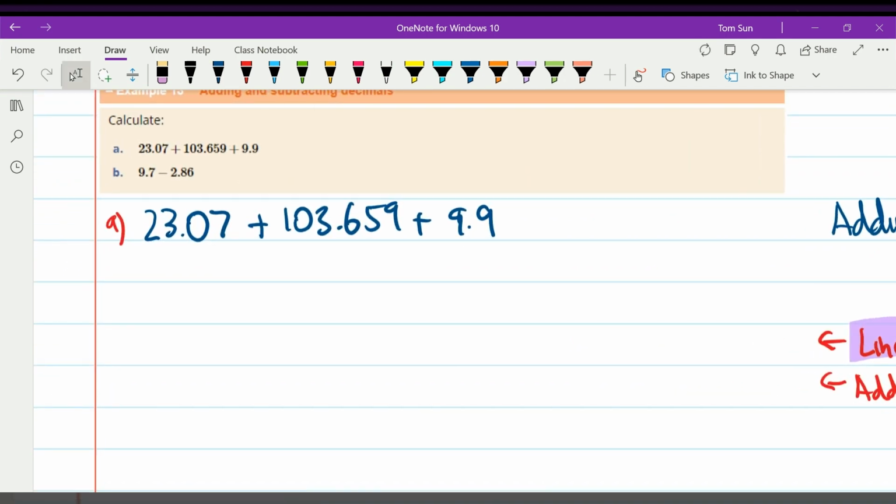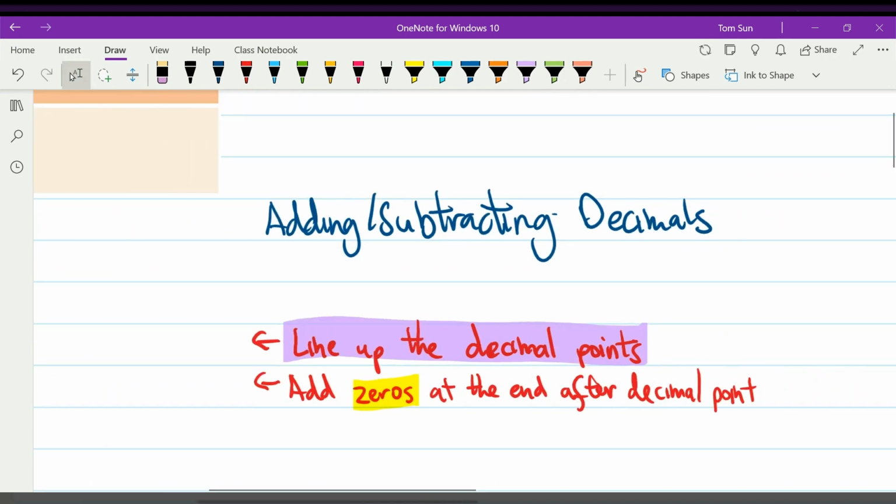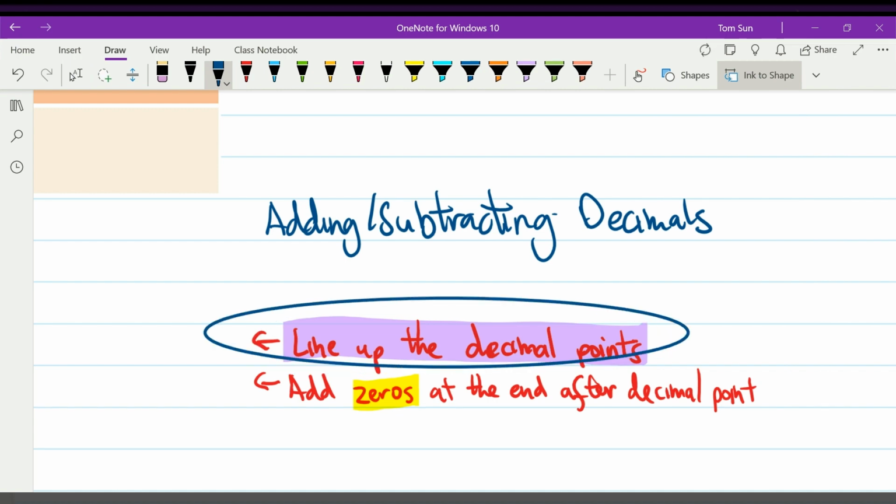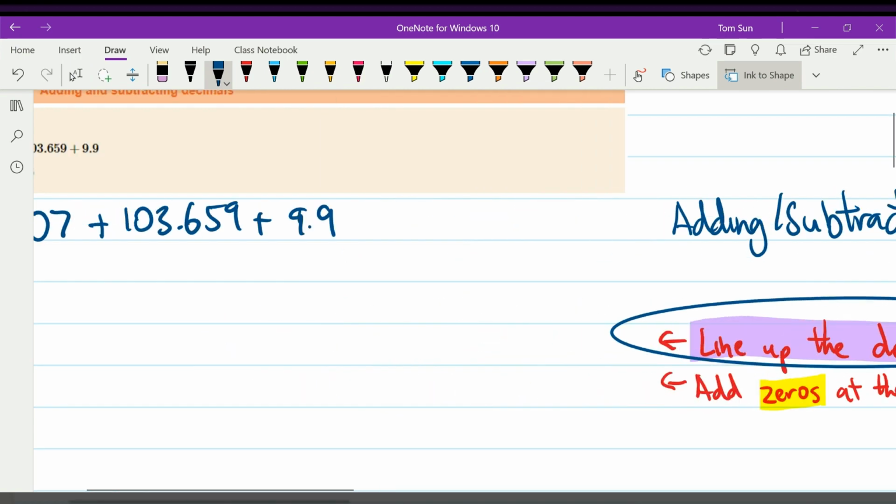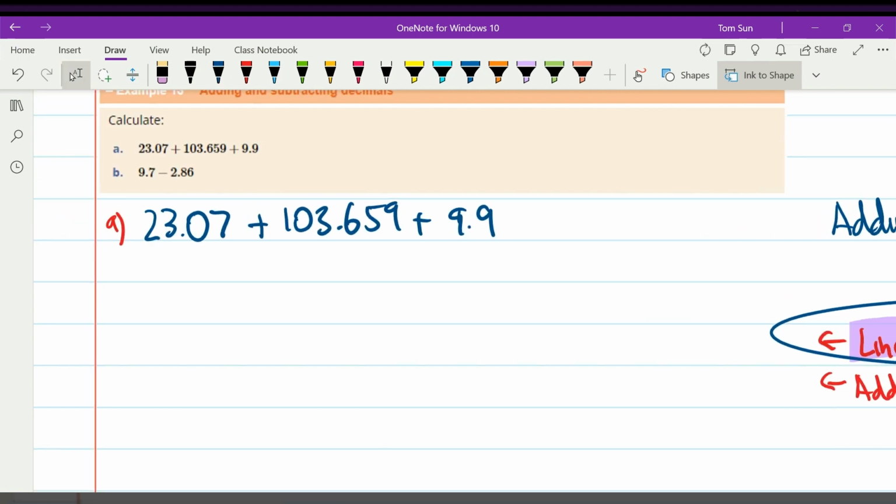But the only thing here is that when you're doing addition and subtracting with decimals, you want to be lining up the decimal points when you're writing out the problem. So what I mean by that is, let's do that. I'm going to write 23.07. Now, I'm also going to write 103.659 underneath it, but see that I need to have the decimal points lined up together. I'm going to draw this so you can see that I'm lining these up.